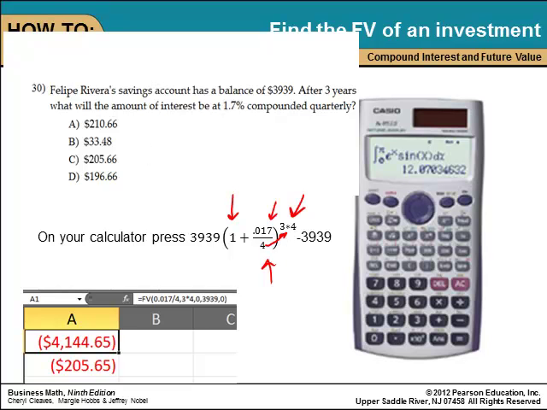And since they didn't want the future value, they wanted the amount of interest, we subtracted the 39.39 from it, and we got $205.65. Now notice Excel and the computer disagree slightly, and that 1 penny will be allowable difference.